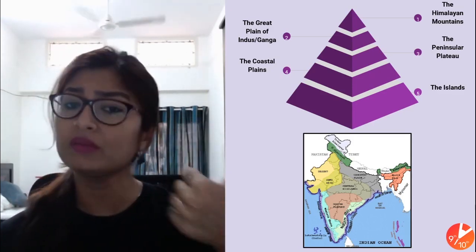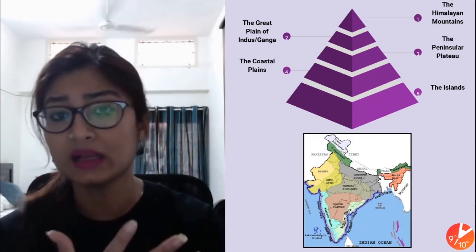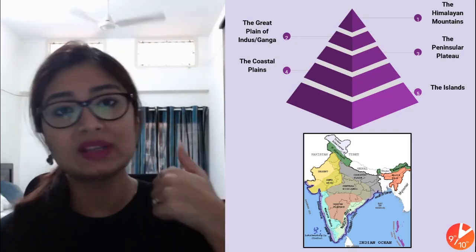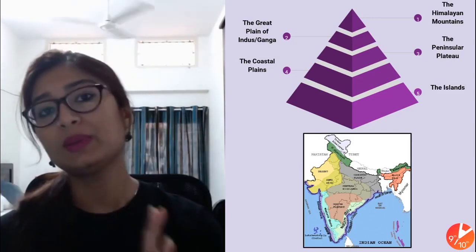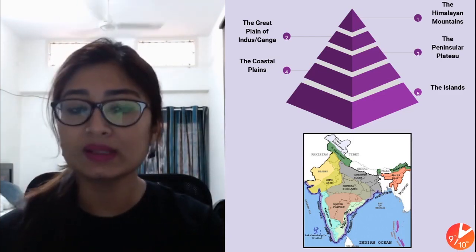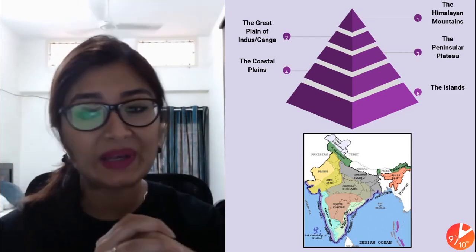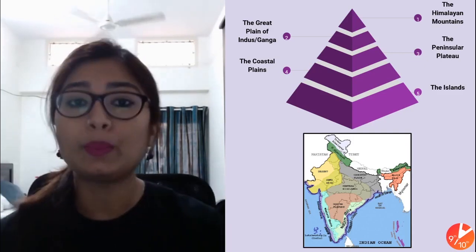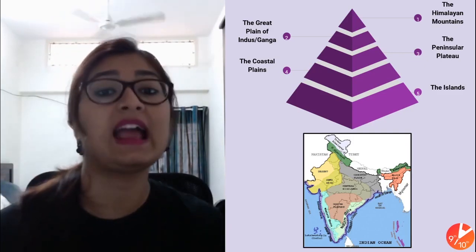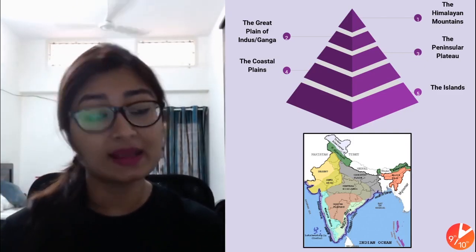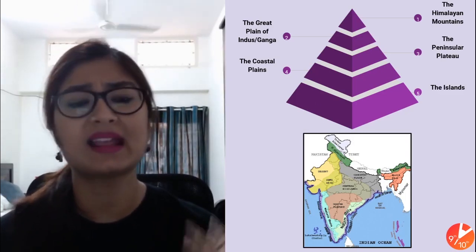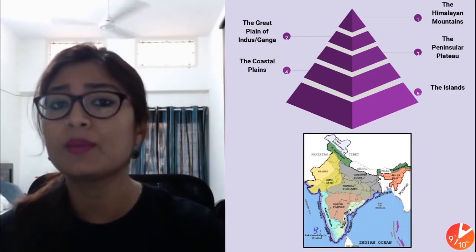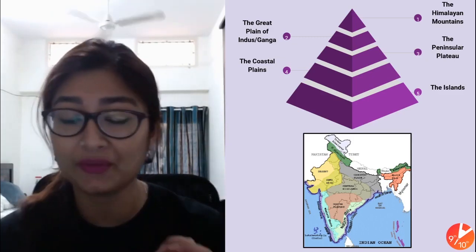We start with the Himalayas, the Great Himalayan Mountains. Then are the Great Plains of Ganga and Indus, the northern plains. Then we have the peninsular plateaus, the coastal plains, and the islands. The deserts are also a part of it. Not every country has plains, coastal plains, islands, and deserts and everything, but we are going to speak about these 5 major features of the country.